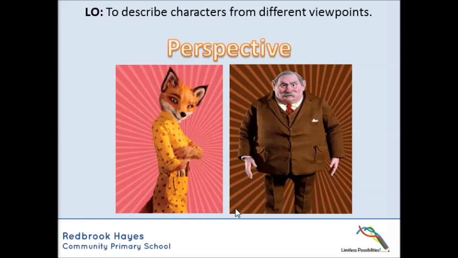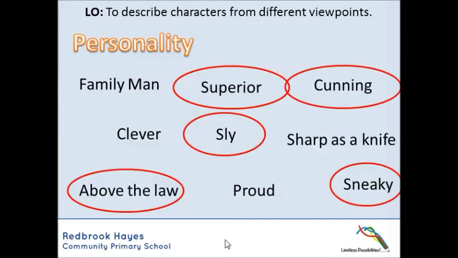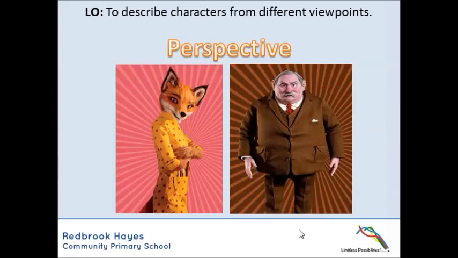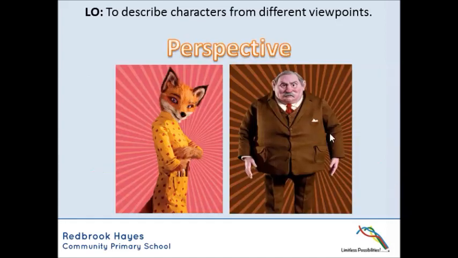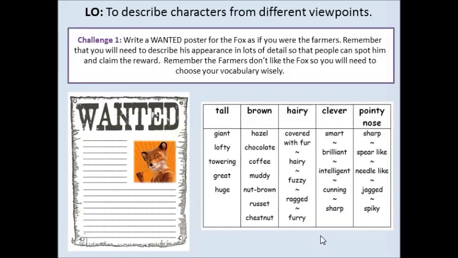If we have a look back at those words that we've just been thinking about, the superior, cunning, sly, above the law, sneaky, they might be the words that the farmer uses to describe the fox because he doesn't like him very much. Whereas Mrs. Fox might choose family man, clever, proud, or sharp as a knife, which means super, super clever, because she likes him. So it might be that they choose different words to describe the same character.